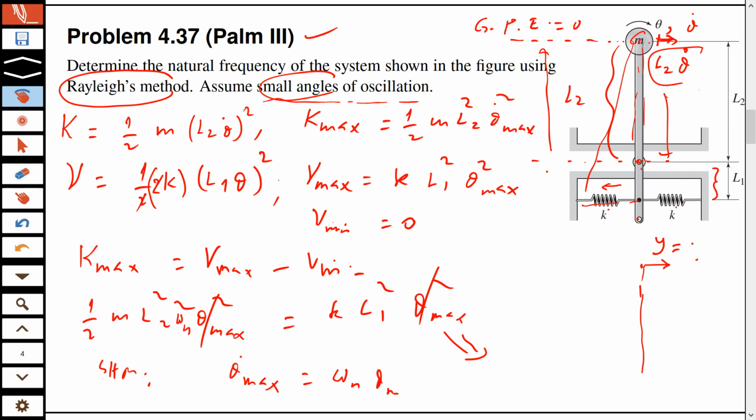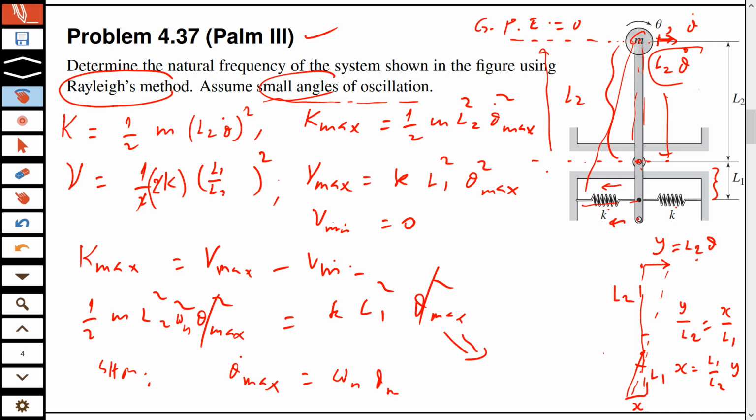So y is L2 theta, and this is the pivot. And if I call this x, so this is L2, this is L1, this is the common angle, so y over L2 will be x over L1. I assume x to be positive. So x will be equal to L1 over L2 y. So this means that this will not be L1 theta. This was wrong.